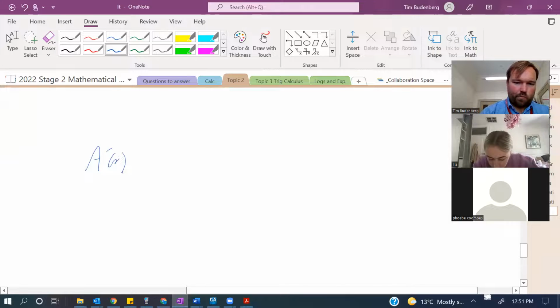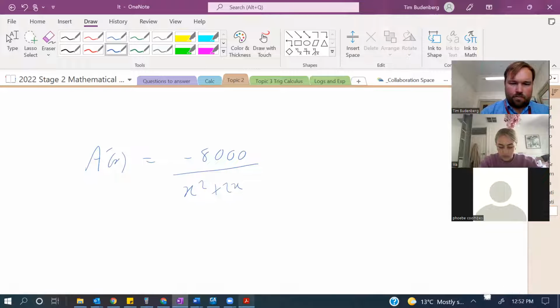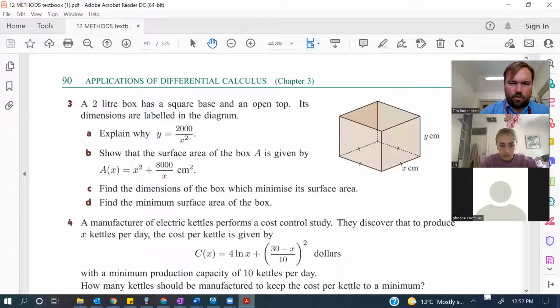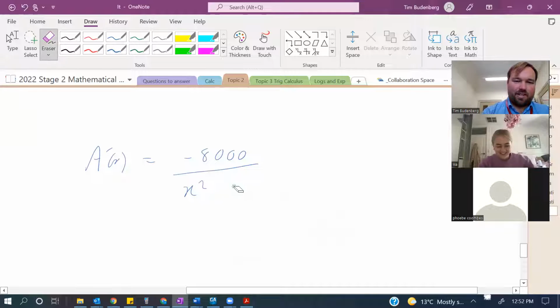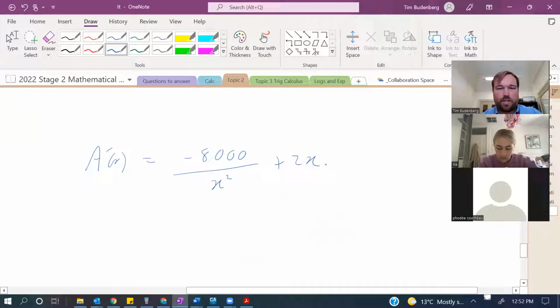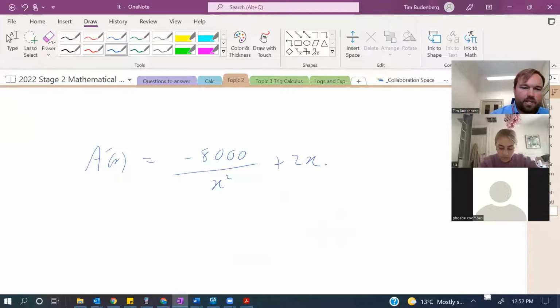I got negative 8,000 over x squared plus 2x. Negative 8,000 over x squared plus 2x. I don't know if that's the first derivative. Oh, the 2x is separate. Yeah, okay, nice. And we want that to equal 0, don't we? All right, so let's set it equal to 0.